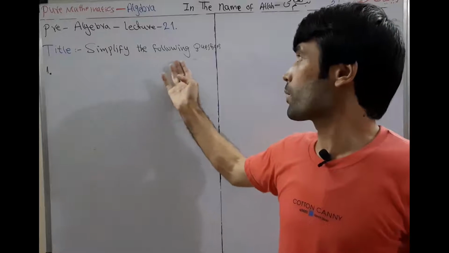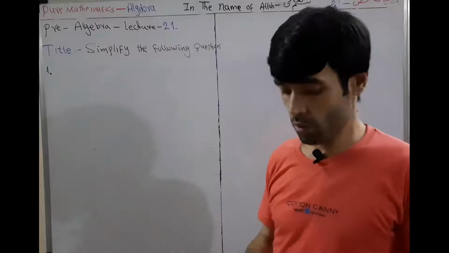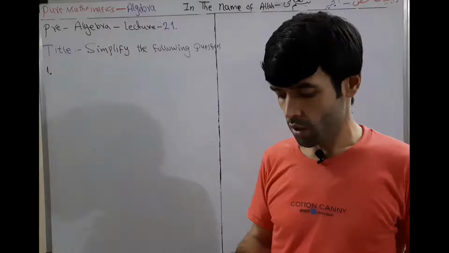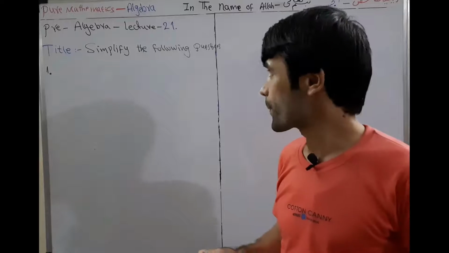It is pre-algebra class, lecture 21. We want to simplify the following questions. Here we have 20 questions. We want to solve these questions.